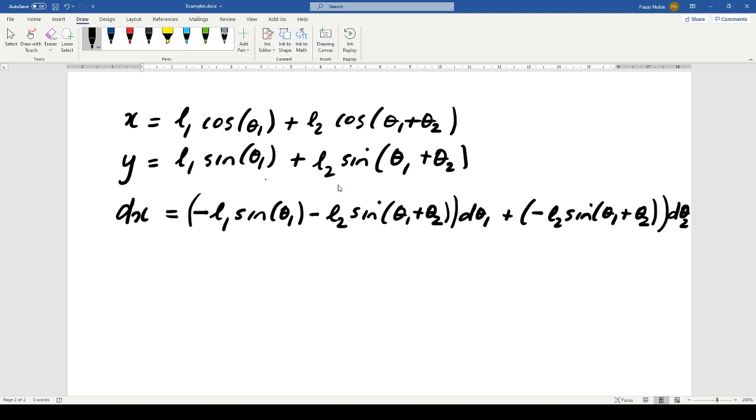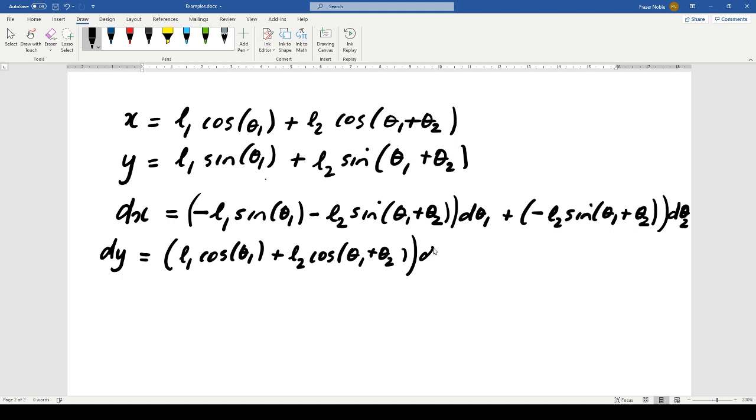That gives us our result. So let's look at writing that out. We've got the differential of y being equal to the derivative of L1 sine theta 1, which is going to give us L1 cosine theta 1, plus the derivative of L2 sine theta 1 plus theta 2. So that's going to be plus L2 cosine theta 1 plus theta 2. And that's all times the differential of theta 1.